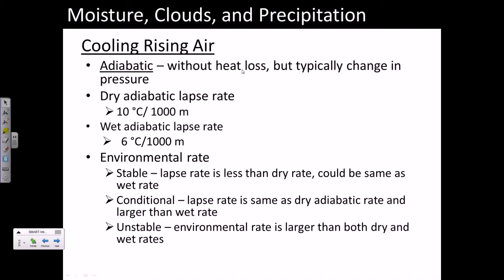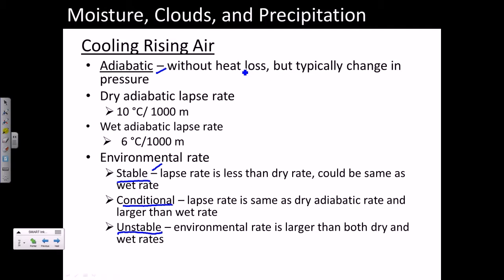And now we want to talk a little bit about stability, conditional stability, and unstable environments. So this has a lot to do with how fast the air is going to change temperature as it rises up. So we've got stable conditions, conditionally stable conditions, and unstable conditions. And then we already talked a little bit about that adiabatic temperature change. It's without heat loss, okay?